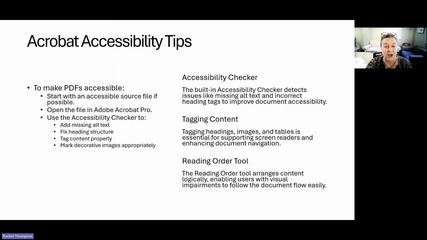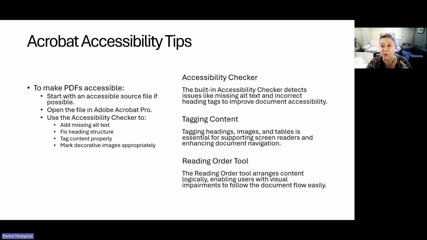Okay, Acrobat. Acrobat accessibility, bless its heart, right? Acrobat is, of course, how you make PDFs accessible. Start with an accessible source file, as accessible as you can get it, whether it's coming out of Microsoft Office or it's coming out of one of these other Adobe tools. When you get into Acrobat Pro, you can't do this in just the Reader, run the accessibility checker. It will identify missing alt text. It will help you fix your heading structure. It will help you tag your content. It will help you mark your images as decorative when you need to.